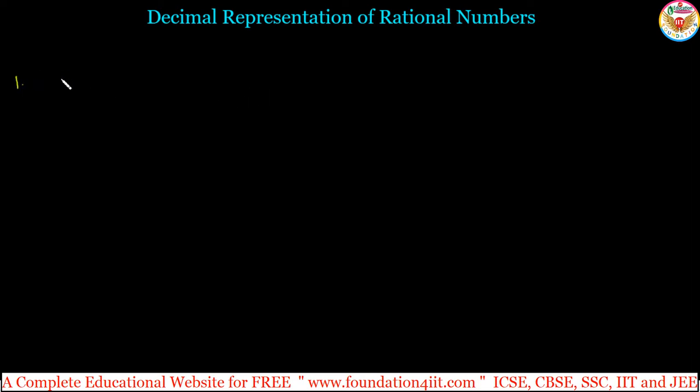First one, what is terminating? These two words we should know. So, terminating decimal. When you come to these terminating decimals, every rational number can be expressed as either terminating or non-terminating. For example, 1 divided by 8. If you do the division, you'll get 0.125.